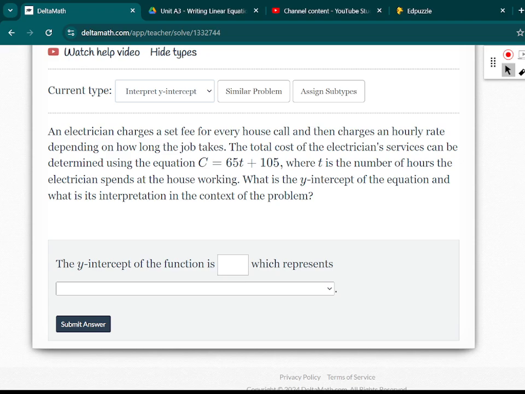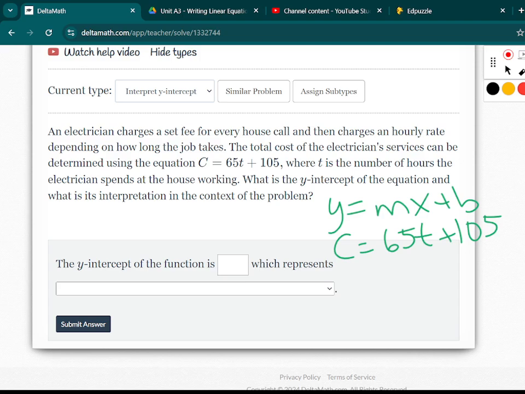So, of course, as we know, we can typically write our slope-intercept form as y equals mx plus b, and it's okay to substitute in different variables, different letters for the y and the x. So in this case, we've got C equals 65t plus 105. It still lines up, if you notice. Instead of y, we have C. Instead of x, we have t. The other stuff is still the same. So our y-intercept then must be this 105.